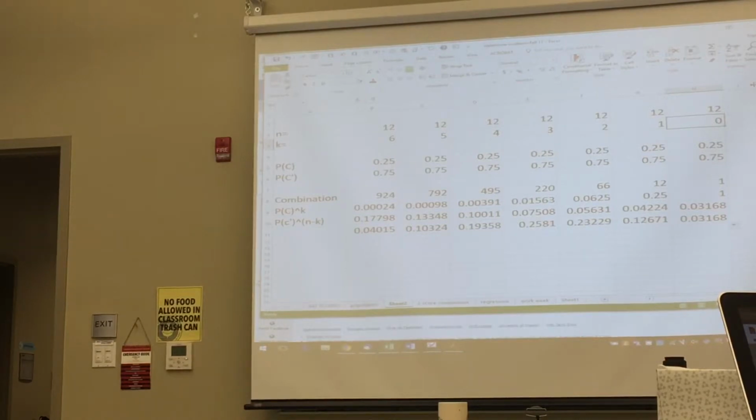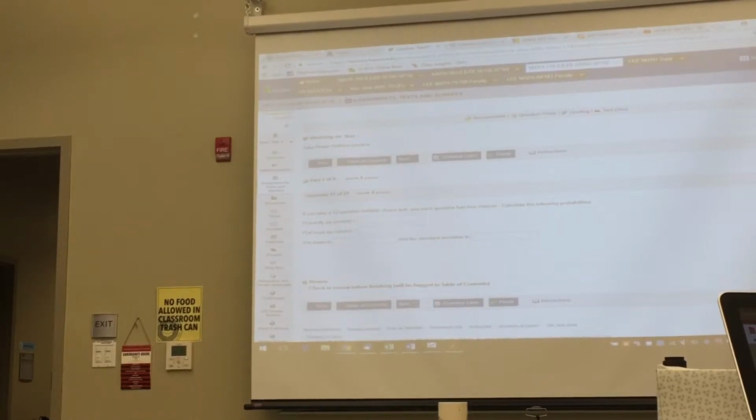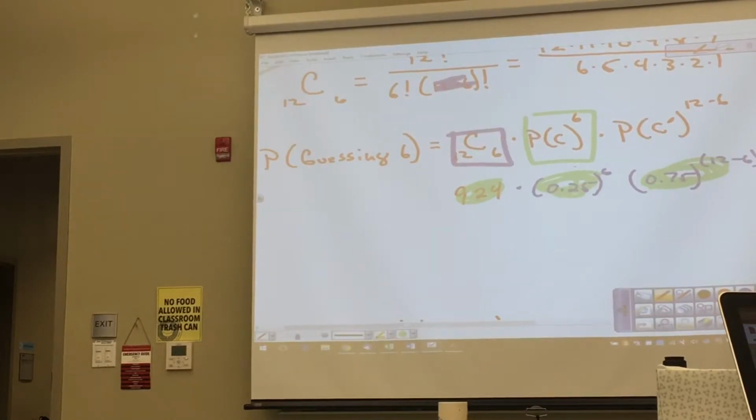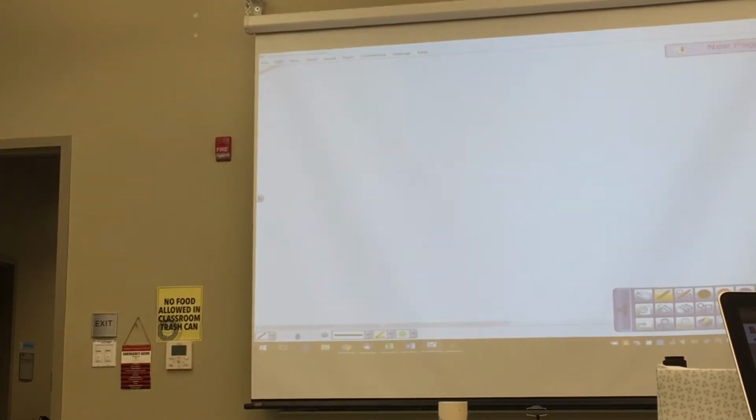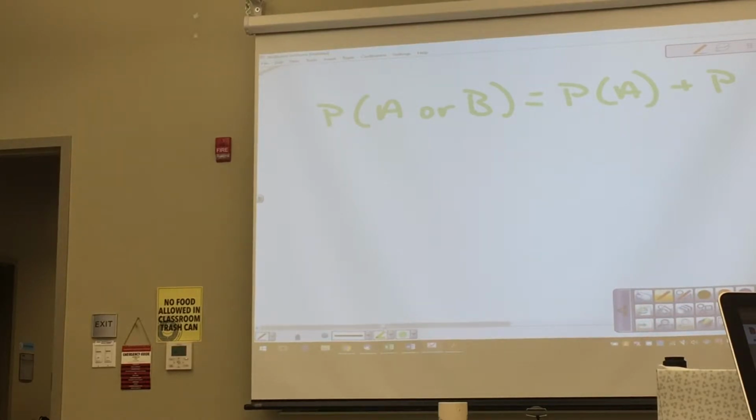And if I want to know the probability of being 6 or less, I just have to remember to get a probability. If it's or, we do what? You add and subtract. The probability of A or B is equal to what? The probability of A plus probability of B minus probability of A and B.